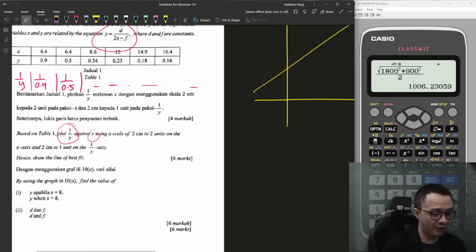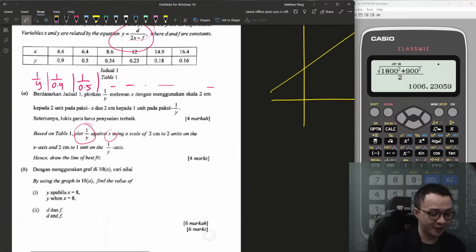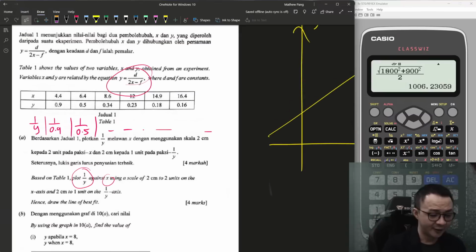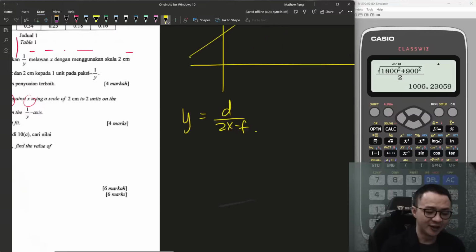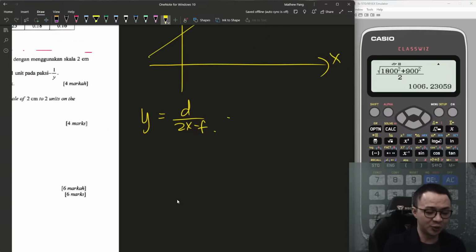Okay, but what I really want to teach you is B. Another 6 mark question over there. So we have this equation, y equals d over 2x minus f. They ask us to find the y value when x equals this one, and find d and f. So we need to make this into the linear form, which is y equals mx plus c.